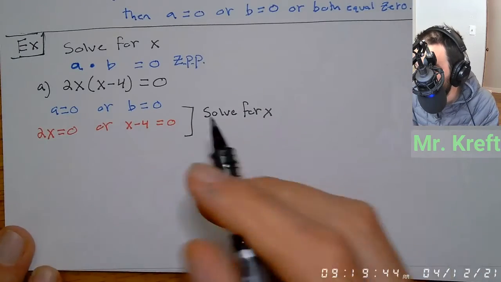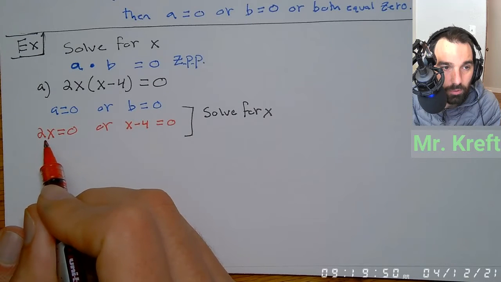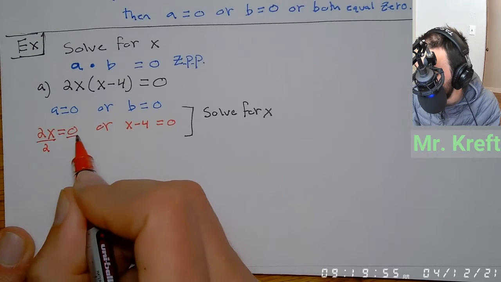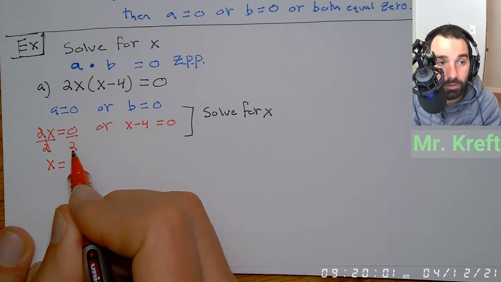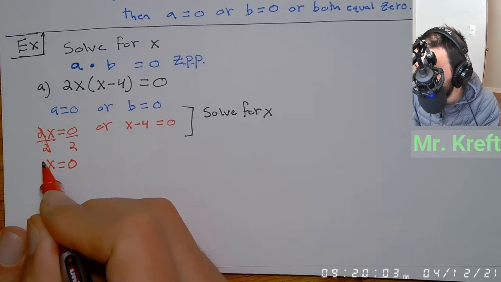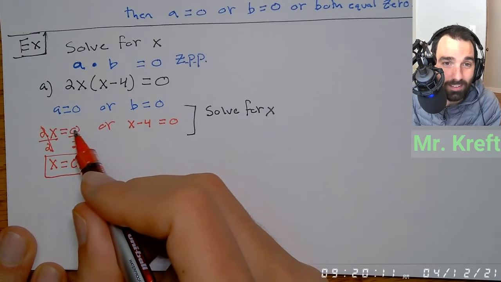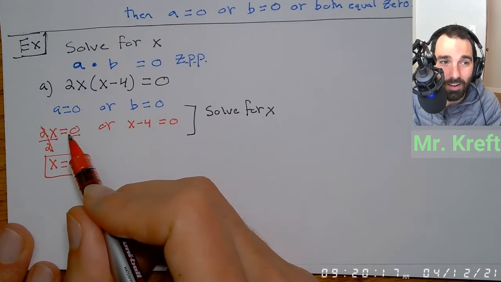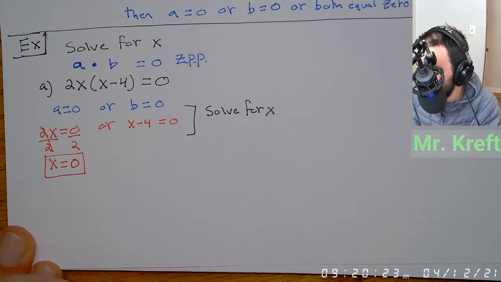To solve for x, I have 2 times x. I want to get x by itself, so if it's 2 times x, the opposite of multiply is divide. So I have x equals 0 divided by 2, that's 0. We can't divide by 0, but 0 divided by anything is nothing. Think of it: if I have no pizza and I try to split it into 2, it's still nothing. Or if I have no Snickers bar and I want to split it with you, we both get no Snickers. So that's what that means.